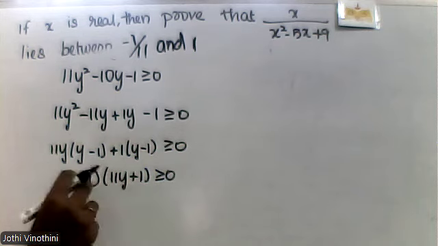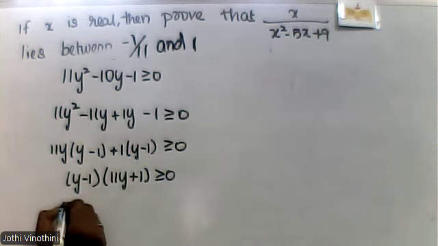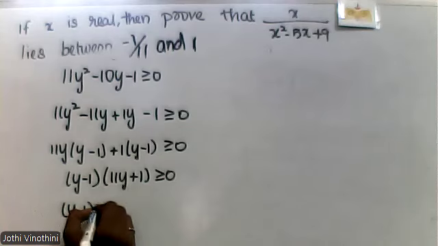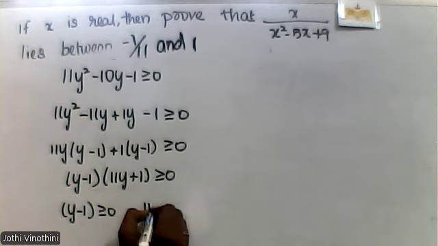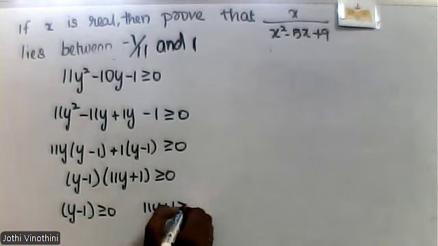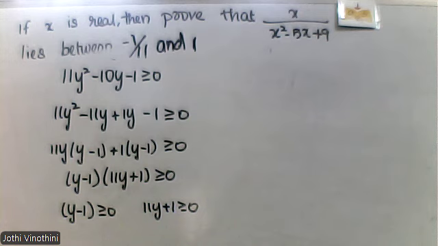Okay. So now we can equate this separately. Y minus 1 must be greater than or equal to 0 and 11y plus 1 must be greater than or equal to 0. Okay? So now, the board is up to this. I will give you a minute so that you can copy this and we will solve the final step.